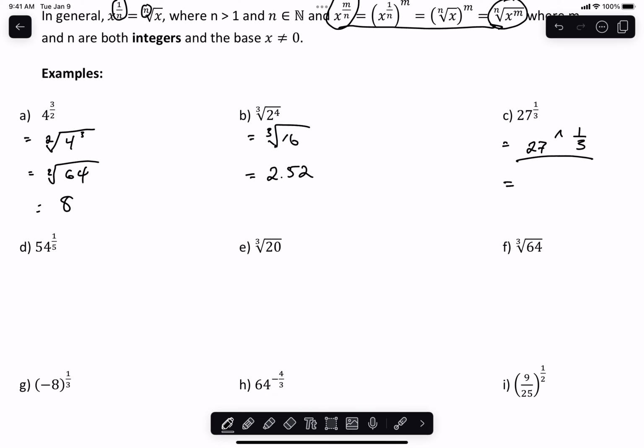Cubed root of 27. Yeah, the 3 goes in the hook portion of the root, which we now call the cubed root of 27. So again, you're looking for what number times itself 3 times gives you 27. That sounds like, what is it? 9. Is it 9? It's 3. Okay.